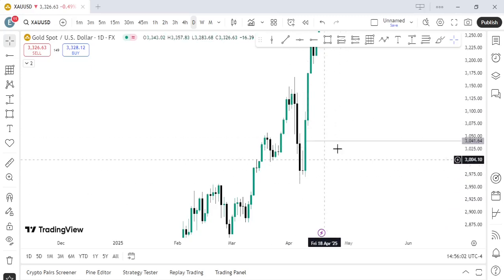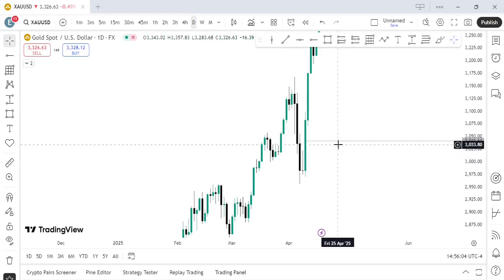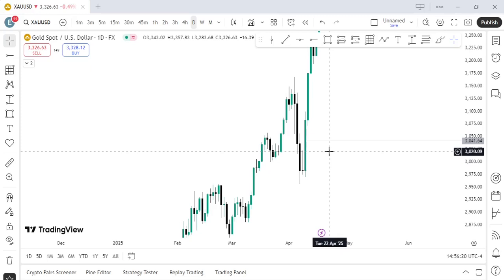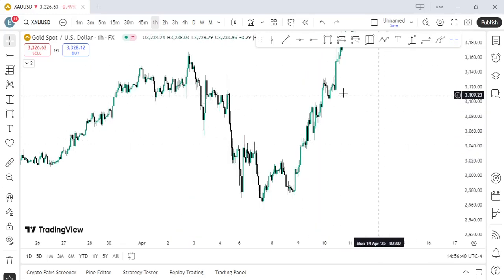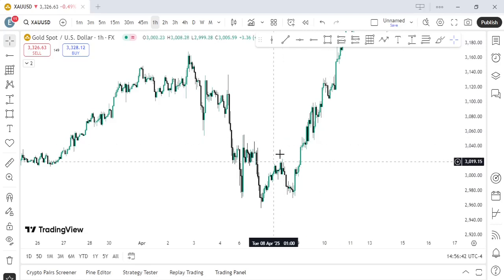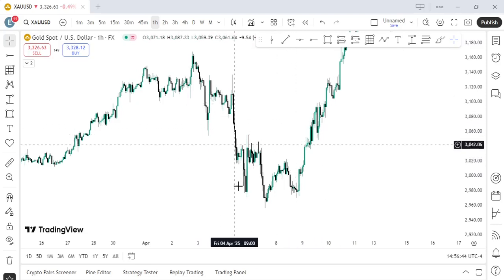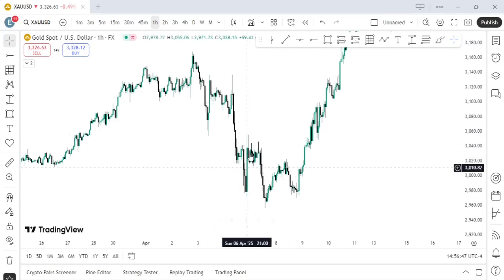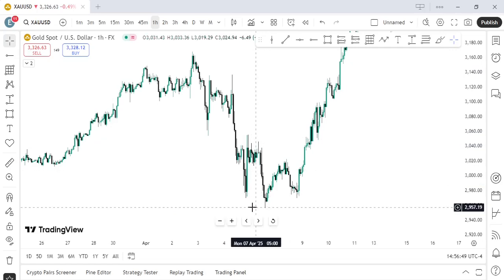So I started to look for a break in market structure. In order for us to find an actual structure, we have to go down to the lower time frame. Now let's go down to the 1 hour time frame. As you can see on the 1 hour time frame, we have some structures. You have price coming all the way down, retracing, and from this point on, price was on a bullish momentum.